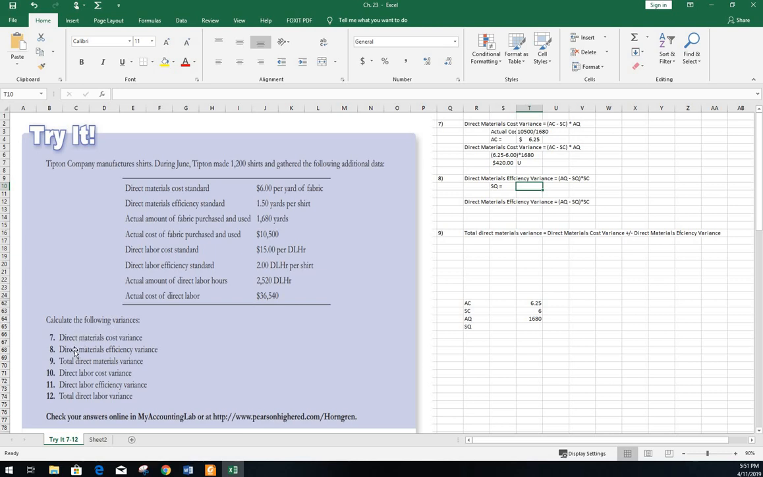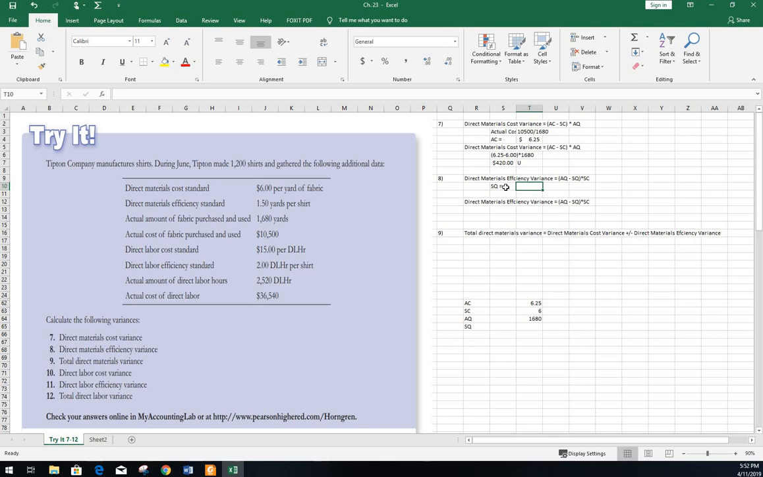Okay, now let's move on to number 8. Calculate the following variance: direct materials efficiency variance. So now we're going to look at which one of these is talking about efficiency. Right there we see the second line says direct materials efficiency standard. So we're going to use this number, the efficiency standard, to calculate the standard quantity.